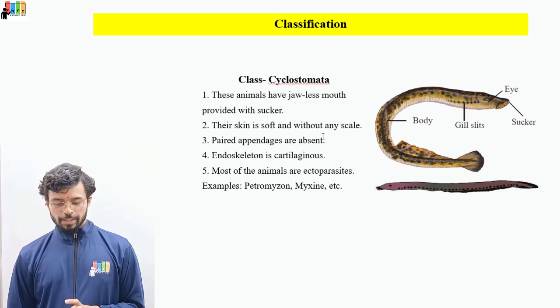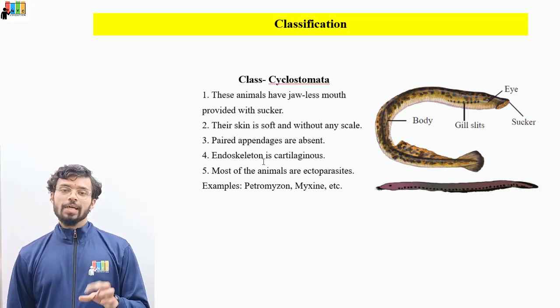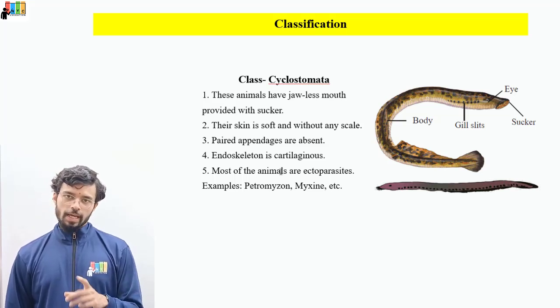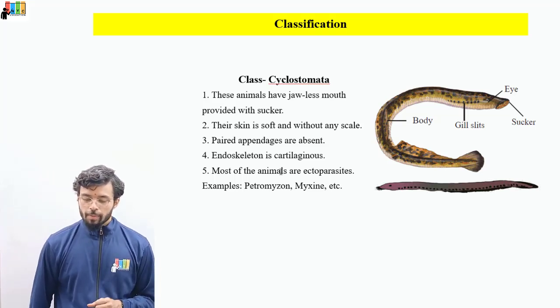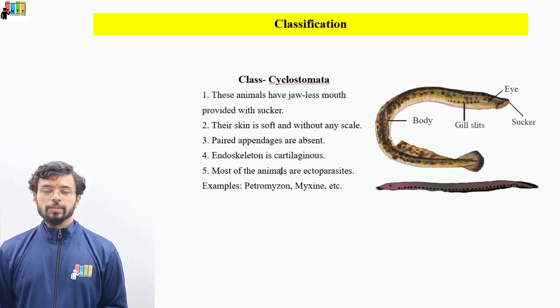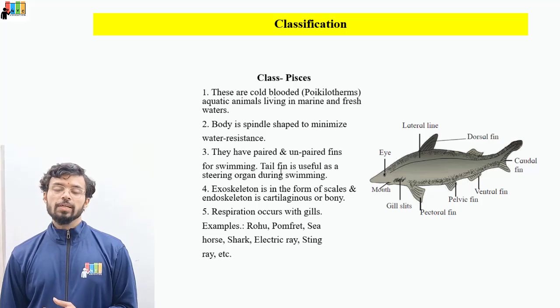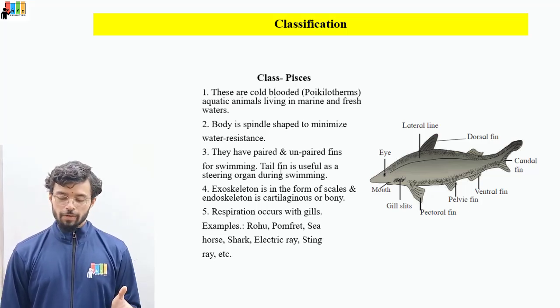Paired appendages are present, and the endoskeleton is cartilaginous. It's not bony. So most of them are ectoparasites, as I said. So petromyzon, myxine, lamprey are examples of cyclostomes. Then here we come to the class Pisces, which all of us are aware of.